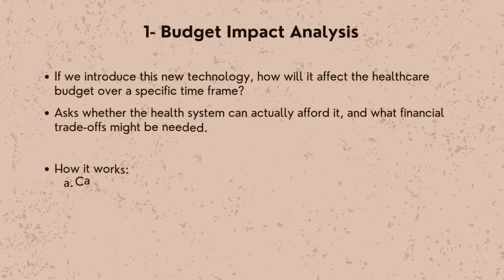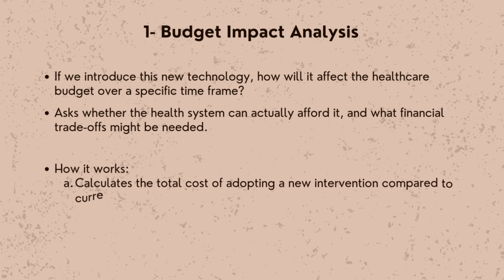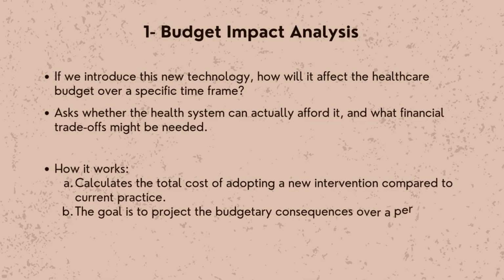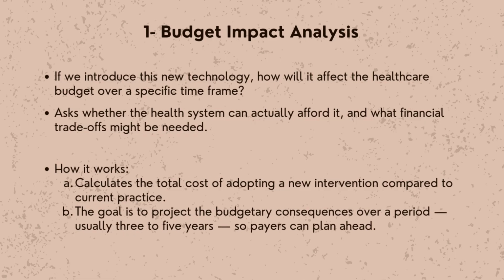Here's how it works. Budget impact analysis calculates the total cost of adopting a new intervention compared to current practice. It looks at the number of eligible patients, drug prices or procedure costs, administration expenses, monitoring costs, and sometimes even savings from avoided hospitalizations or complications. The goal is to project the budgetary consequences over a period, usually 3 to 5 years, so payers can plan ahead. Let's look at a couple of examples.